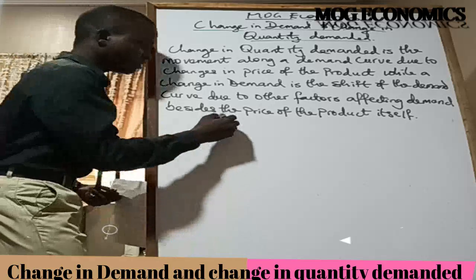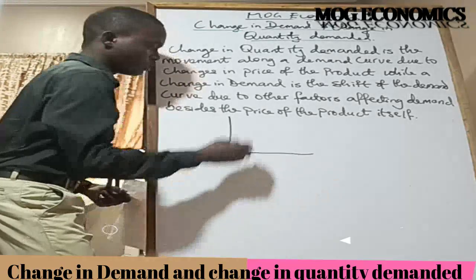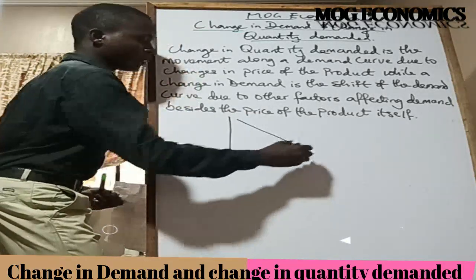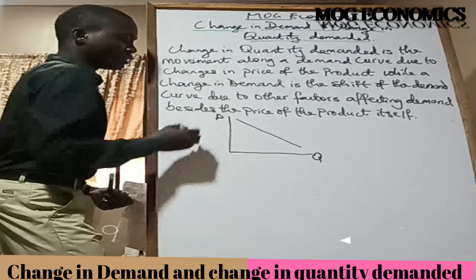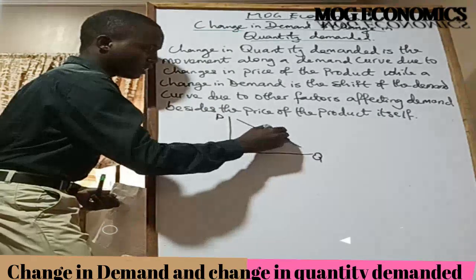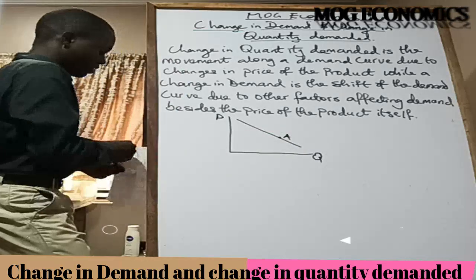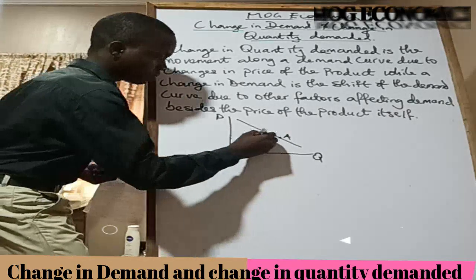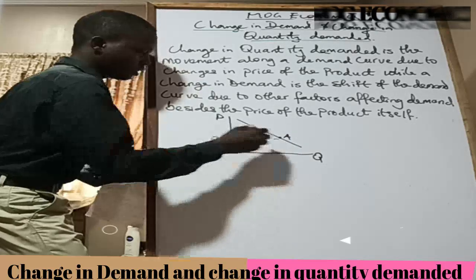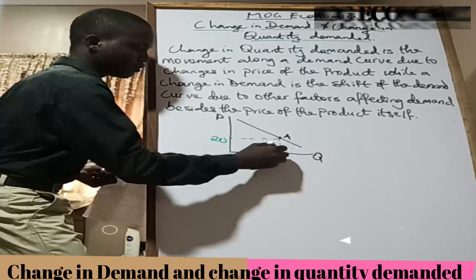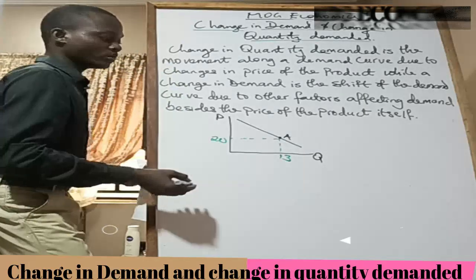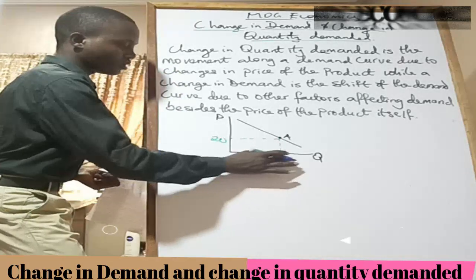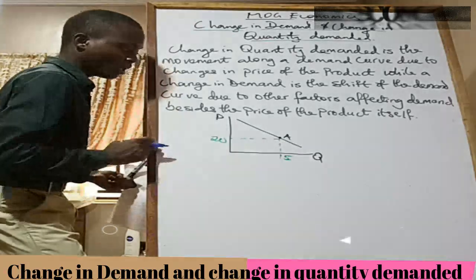So basically speaking, a change in demand. This is a demand curve. Remember, you have quantity on this axis, you have price on this axis. So let's say this was point A. At point A, you have 20 naira. Then you were demanding, let's say, 15 units of something. It's a linear curve, I don't want problems, right?